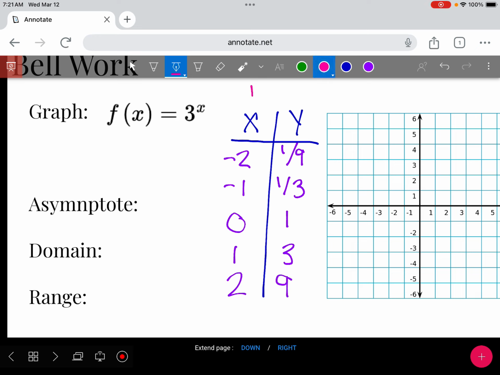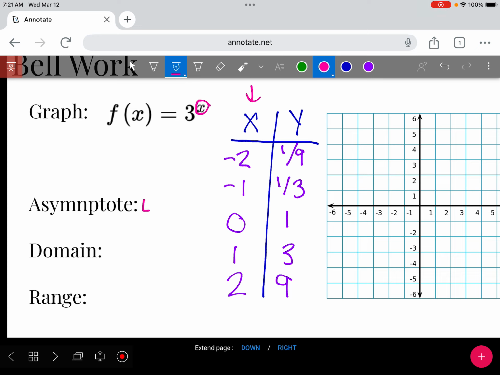We are taking our x's that we picked, and we are substituting them in up here. So 3 to the power of 2, so 3 squared, that's where we're getting our 9 from. 3 to the 0, if we type that in the calculator, it's going to spit out a 1. Okay. Yep. Where's our asymptote on this one?